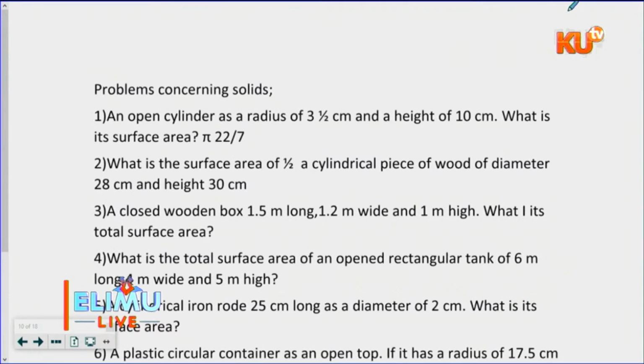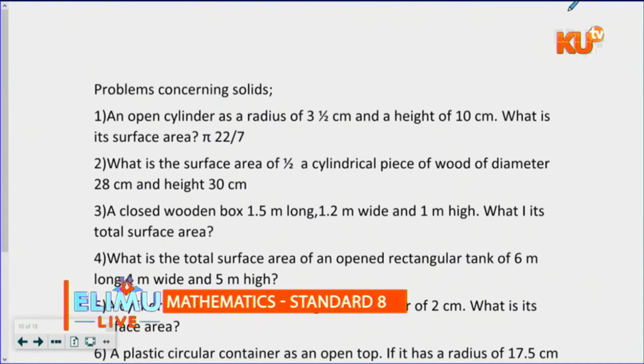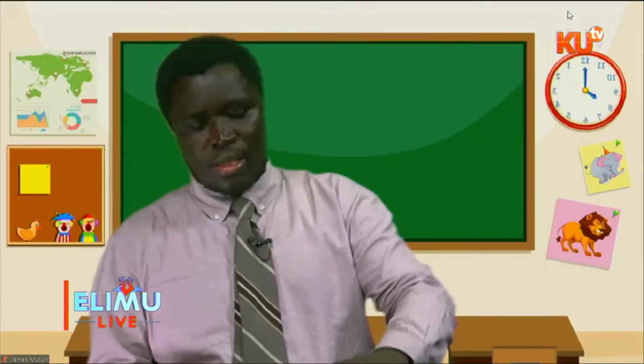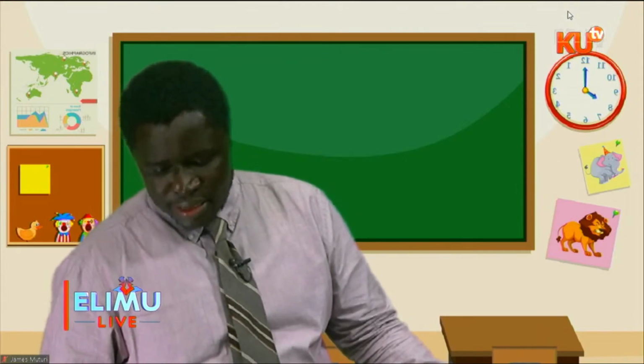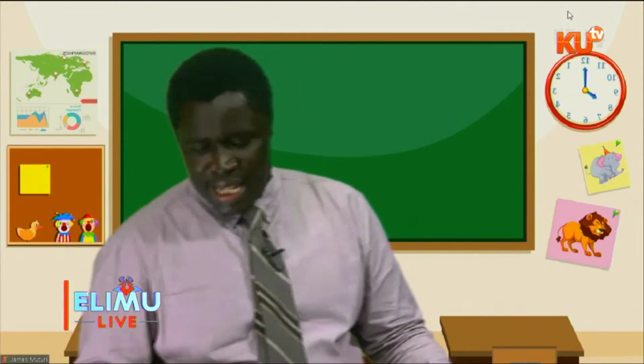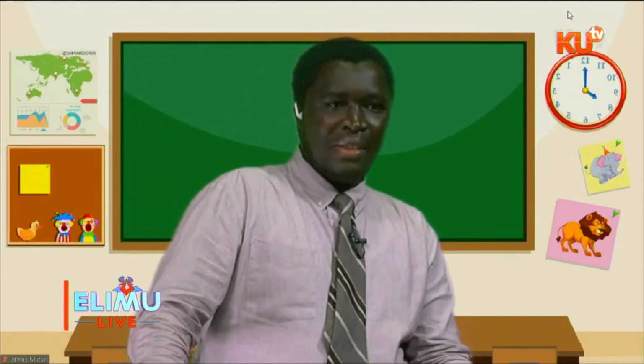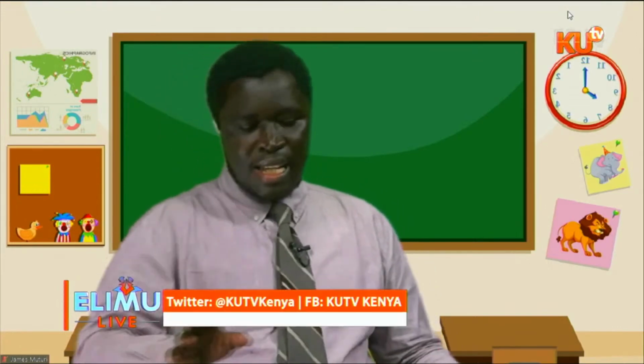Now we have some questions with me, and let me get the questions so that I can go through some questions from my pupils. Question number 1. Leon asked, how many vertices, edges, and faces does a cylinder have?